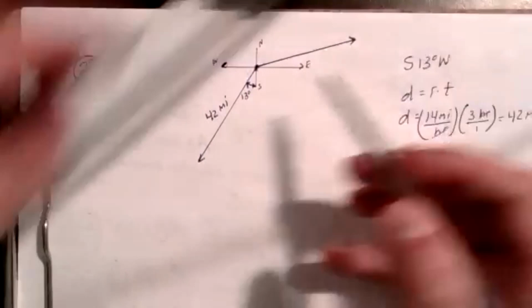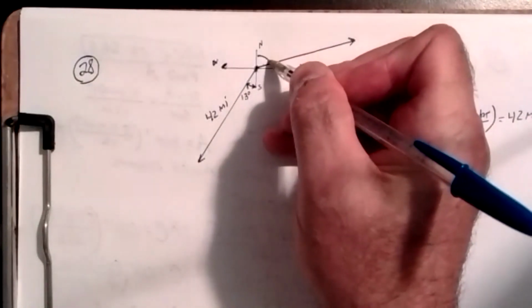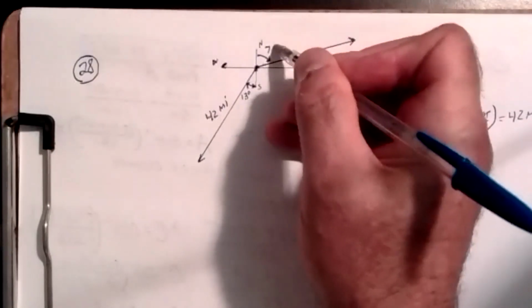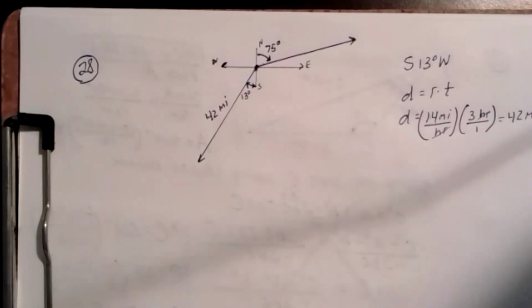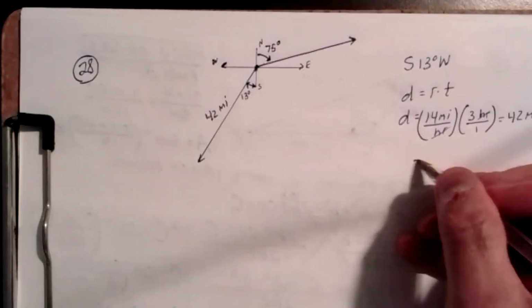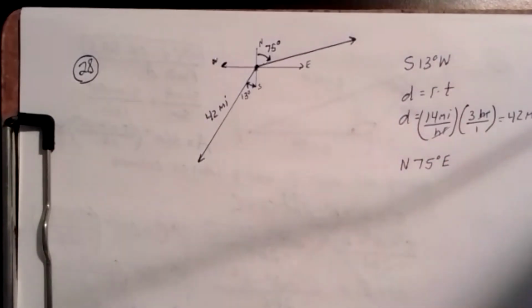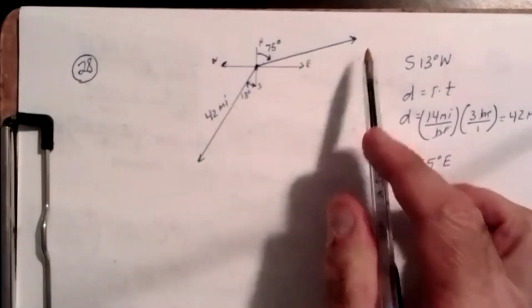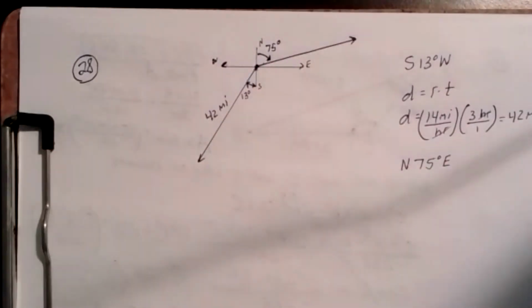There's the vector or the heading for the second ship, 75 degrees east of north. That would be that angle there. Do we understand this picture so far? That's for the second ship. 75 degrees east of north is its heading. It's heading in an east-northeast direction. The first ship's heading is kind of like in a south-southwest direction.